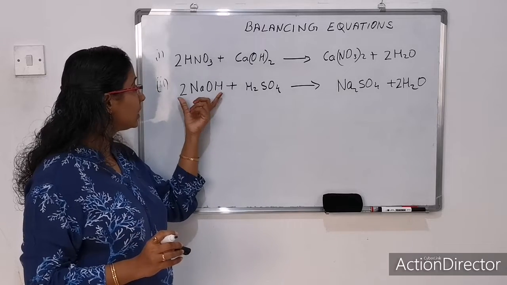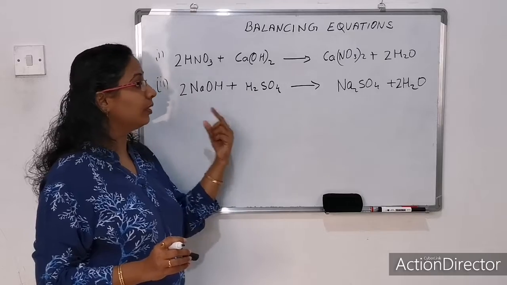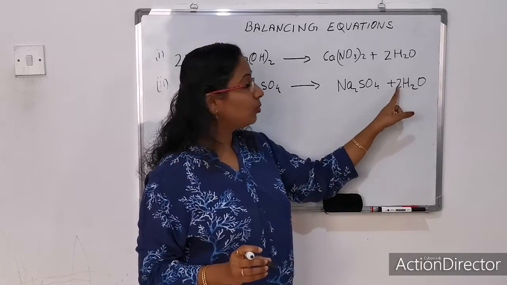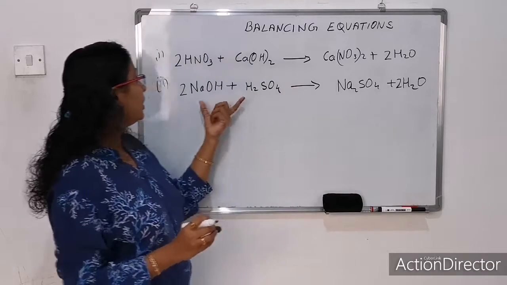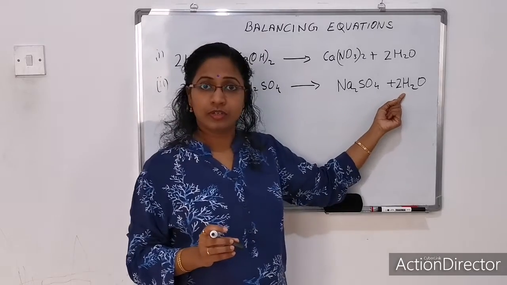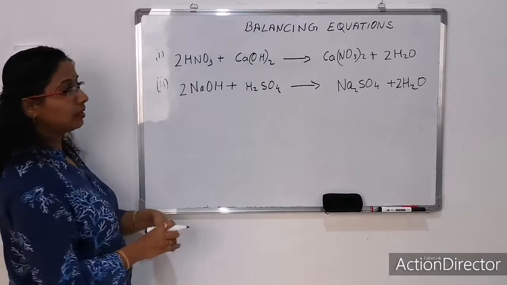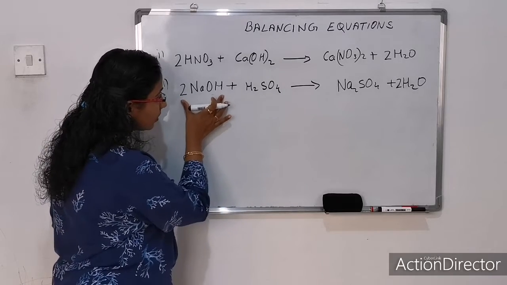Now H. H is 2 over here and 2 over here. So 2 plus 2, 4. Here 2 2s are 4. So here also H is 4. Here 2 plus 2, that is 2 2s are 4. Clear? Balanced? Clear? Now, this compound is balanced.